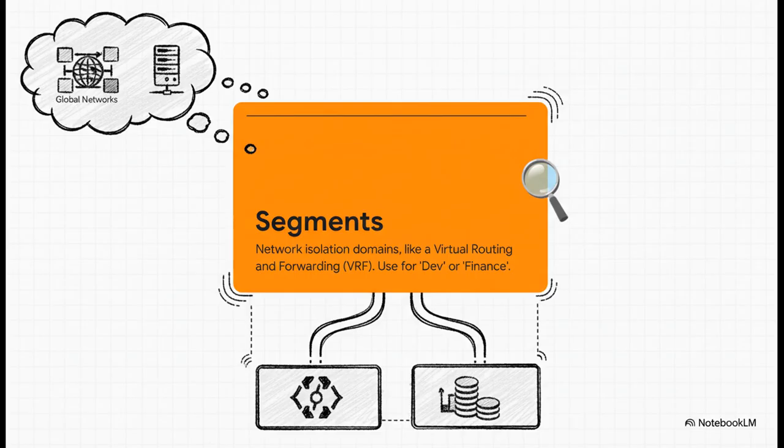Well, that's what segments are for. If you come from a traditional networking world, just think of these as VRFs. They let you create completely separate logical networks. One for dev, one for prod, one for finance, that all run on the exact same backbone but are totally isolated from each other by default.